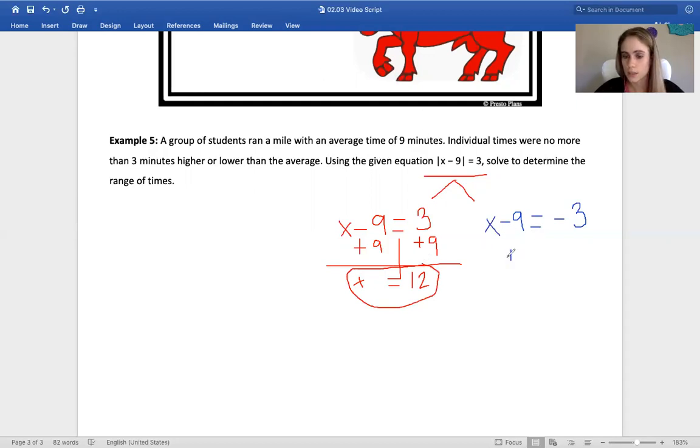All right, still going to add 9. Only this time we're adding 9 to a negative 3. So that is equal to 6. So our range of possible times would be 6 minutes as the fastest mile, 12 minutes as the slowest mile, all of which are pretty good times.